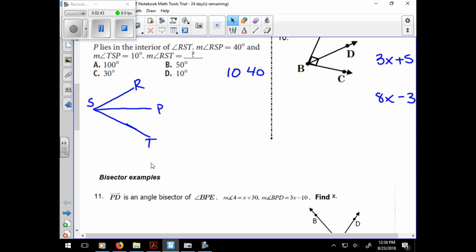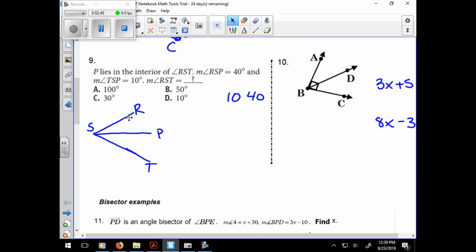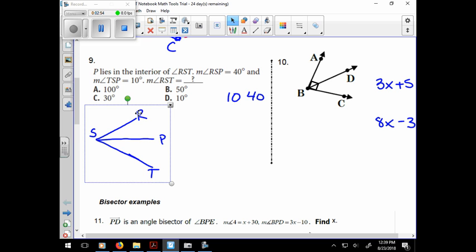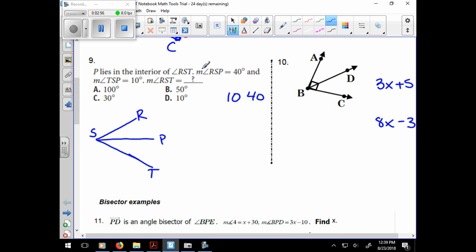Okay, so another one here. If you want to take a pause and draw this, you sure can. Alright, so P lies in the interior of RST. What I did is I drew this RST, I drew the angle. How do I know where the angle is? Because there's the symbol. S is going to be in the middle, so I do RST. Now P lies in the interior, so I just drew this little line out here and gave it a P. So that's how you draw it.